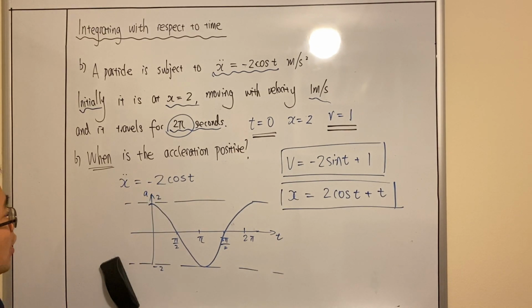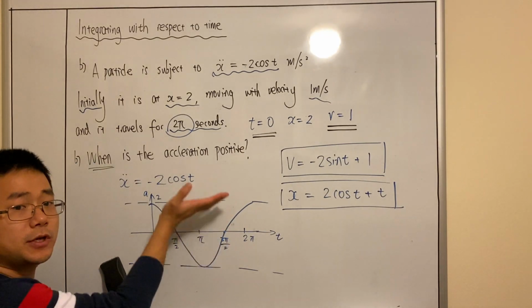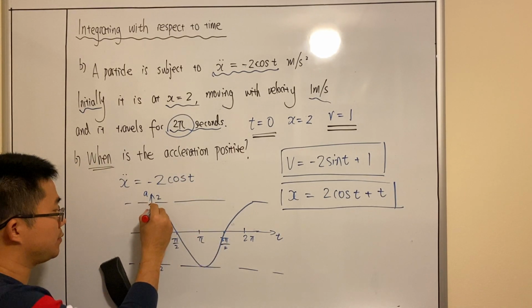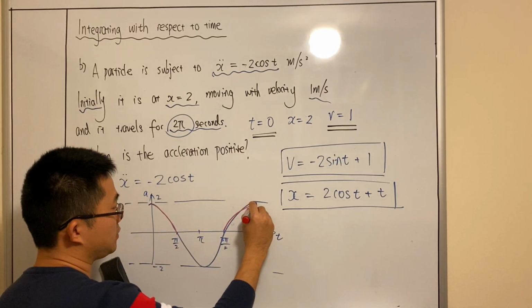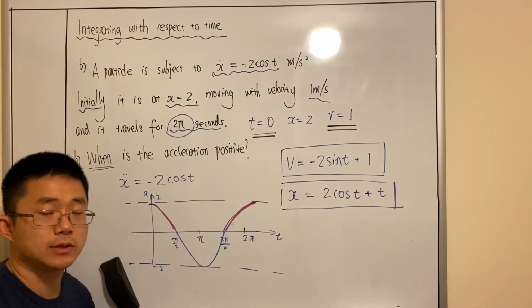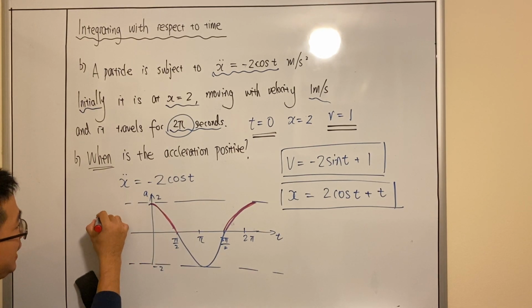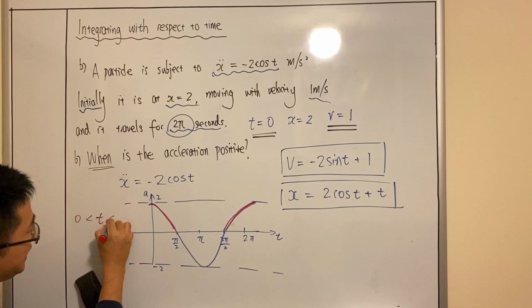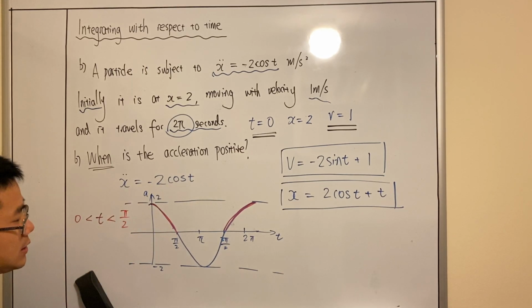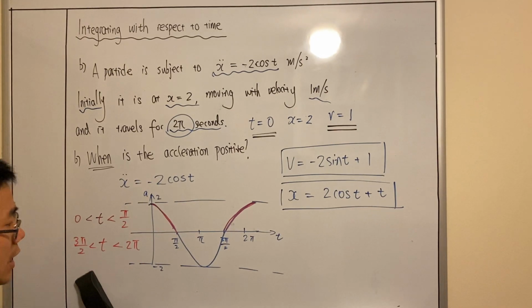Now the question asks you, when is the acceleration positive? Positive means above 0, right? So this part is positive, here is also positive. To answer this question, it's super easy. All you need to do is sketch a graph. So when is the acceleration positive? When t is between 0 seconds and pi on 2 seconds, the acceleration is positive. And then when t is between 3 pi over 2 seconds and 2 pi seconds, the acceleration is also positive.